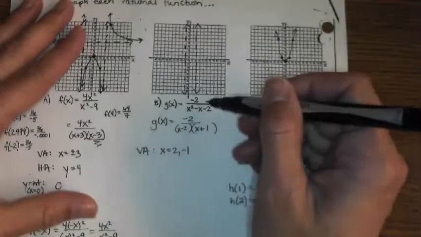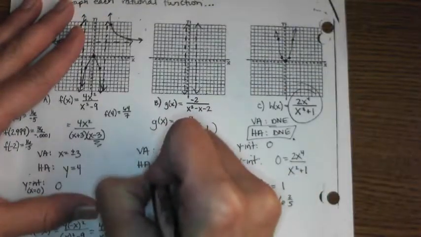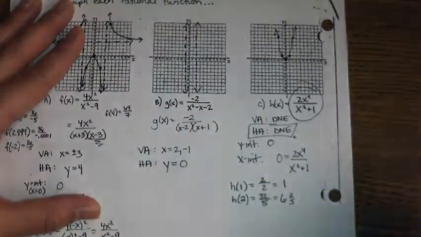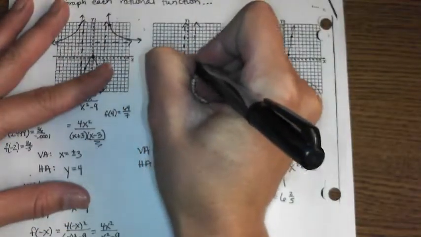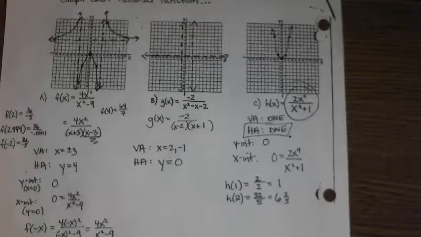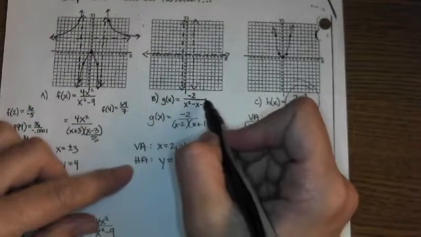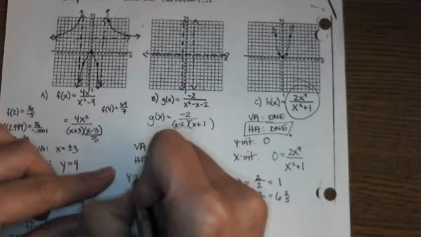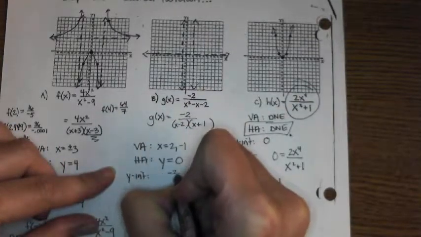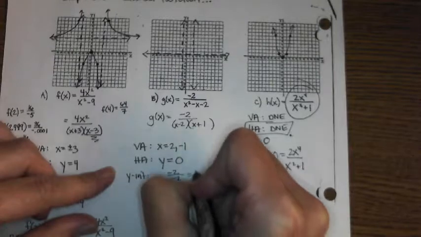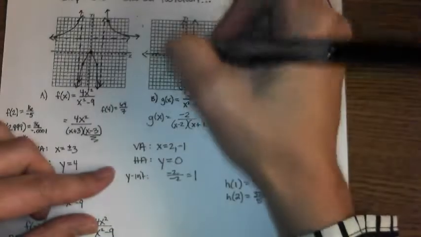Horizontal asymptotes, we have small over big. So that's an asymptote at y equals 0. Y-intercepts, plug in 0. You're going to get negative 2 over negative 2, which is 1. So you have a y-intercept at 1.